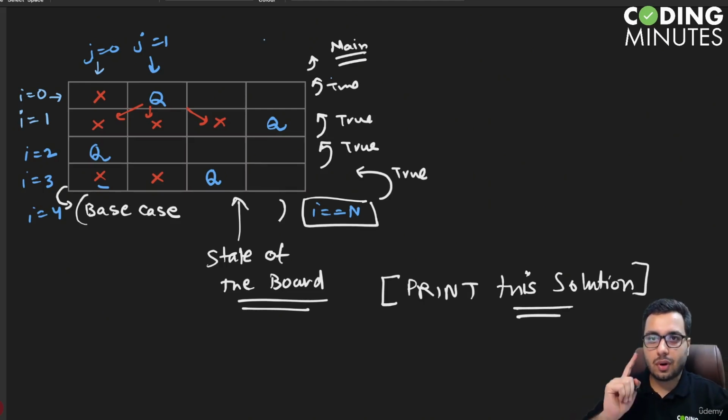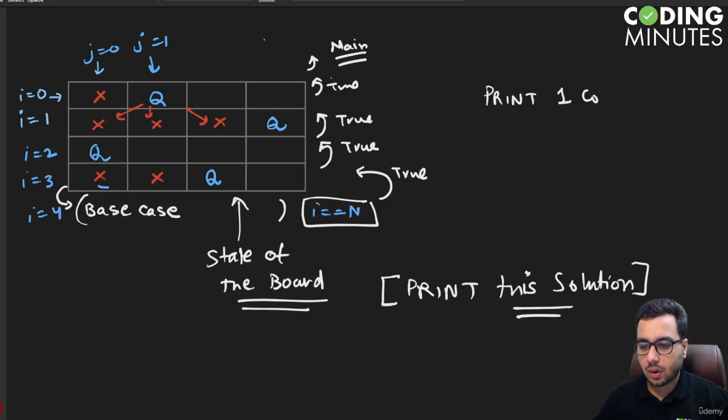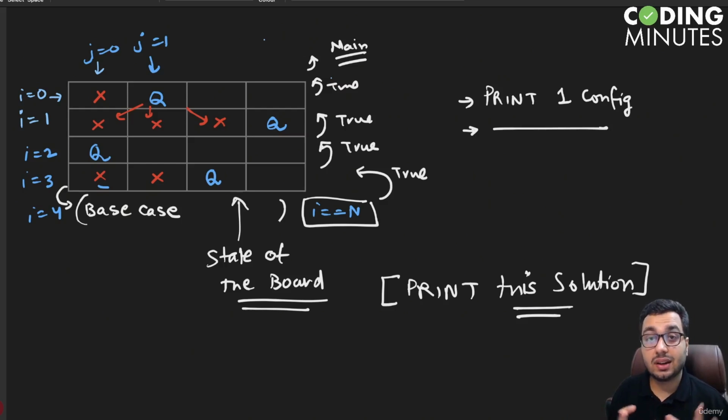So this is for the problem where we need to print one configuration, or we need to check whether the configuration is possible or not. This code will serve both purposes, and we can solve this problem by this. In the next lecture, I will write the code, and along with it, we will try to understand how that code is going to work. So see you in the next video.